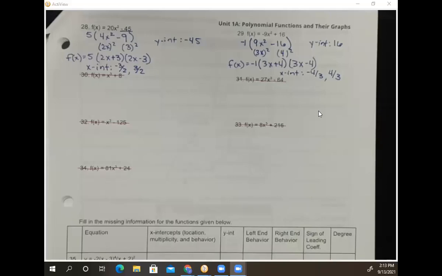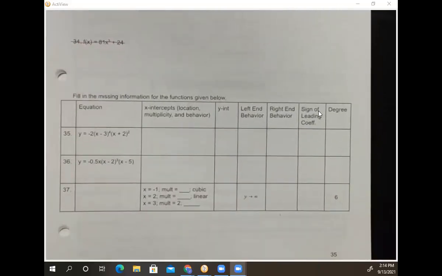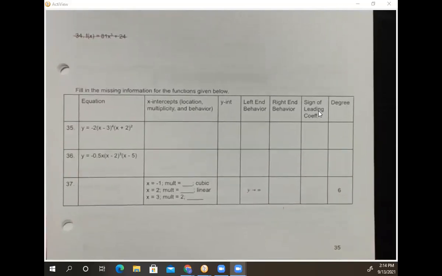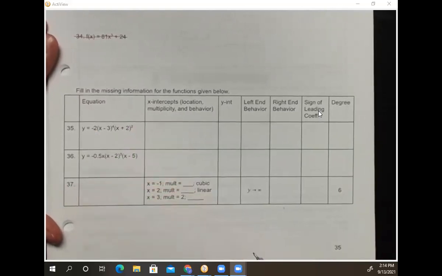Hi guys, we're going to take a look at the last few problems from our review. So we are on page 35 down towards the bottom. Remember you got to skip problems 30 through 34. So we are down at the very bottom of page 35. We're taking a look at features we can pick out from a function to describe our graph.